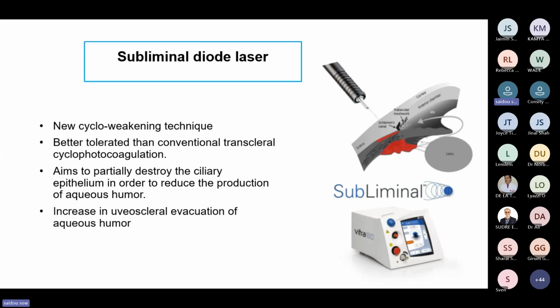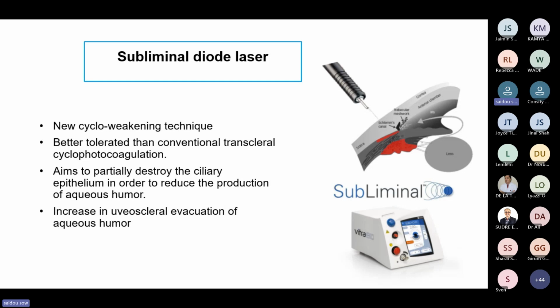Now about cyclophotocoagulation, the subliminal diode laser, that is a new method. It's a new cyclo-weakening technique, better tolerated than the conventional one, which was transscleral cyclophotocoagulation. This technique aims to partially destroy the ciliary epithelium in order to reduce the production of aqueous humor. It also increases uveoscleral evacuation of aqueous humor, which can lead to decreased intraocular pressure.